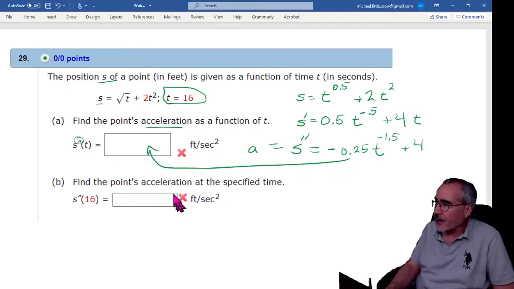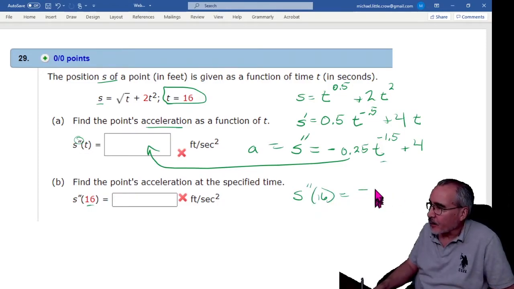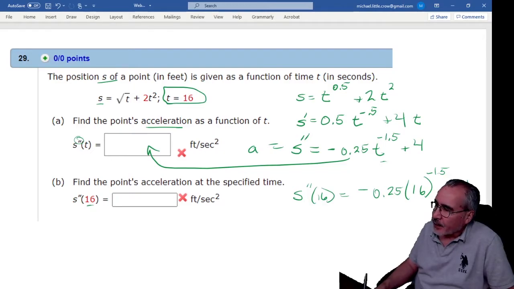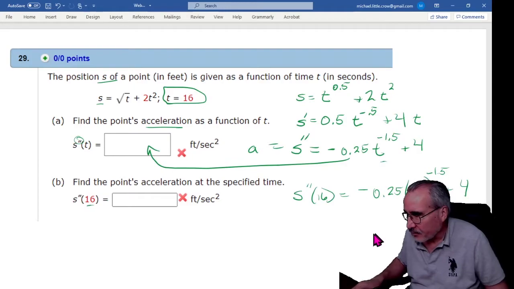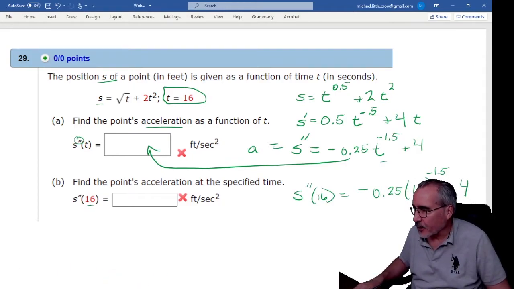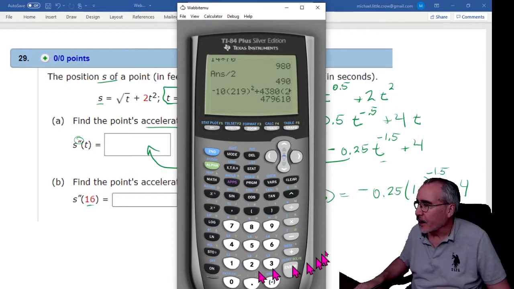That's what we put in here. Find its acceleration at this time. We plug 16 in for t. So we get minus 0.25 times 16 to the minus 1.5 plus 4. Now you could do this: square root of 16 is 4 times 16. But probably the fastest way, just go ahead and put it all into the calculator.